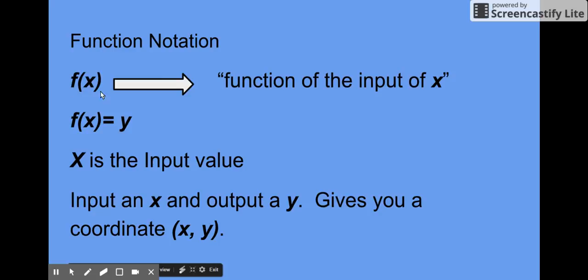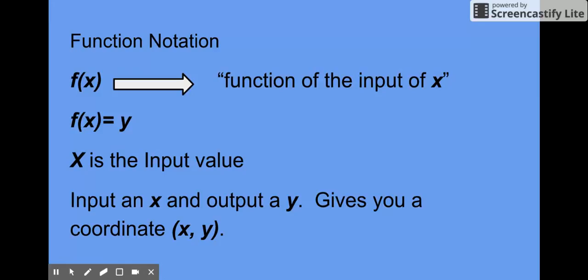Most mathematicians are a little lazy when it comes to the written language, so we just say f of x. We shorten all this down. The function of the input of x is going to take a long time to say if we have to repeat ourselves, so most of the time we just say f of x. Now f of x equals y. Your input may be the x, but your output is always going to be your y. So f of x equals y.